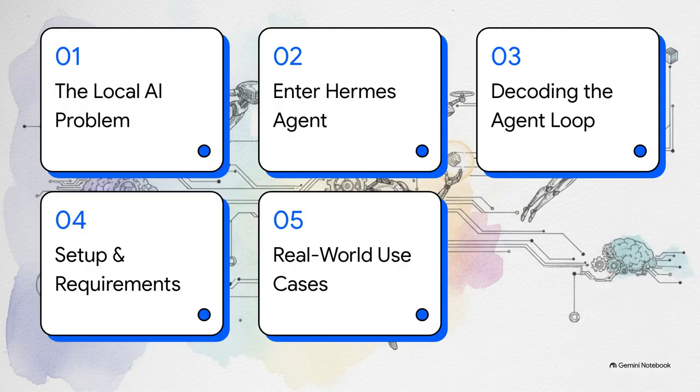Okay, let's dive into this. Here is our roadmap for the explainer today. First, we'll cover the local AI problem, then enter Hermes Agent, followed by decoding the agent loop. After that, we'll hit setup and context requirements, and wrap up with real-world use cases.